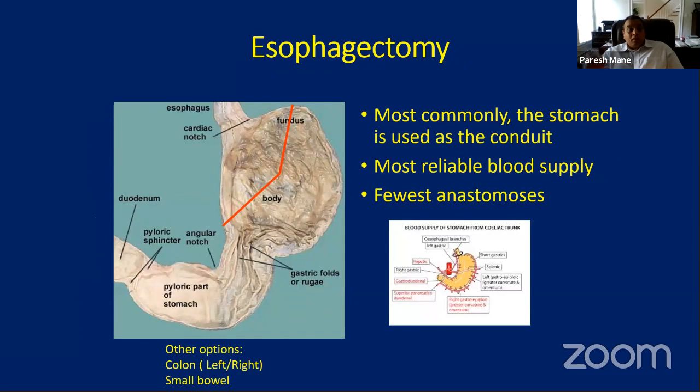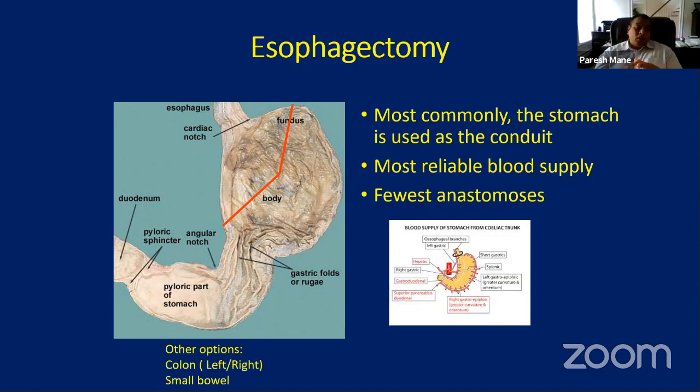So the principles of an esophagectomy. Esophagectomy means removing the esophagus. If you remove the esophagus, you have to create a new conduit. The most common conduit that we use is the stomach. So you're making a tube out of the stomach.